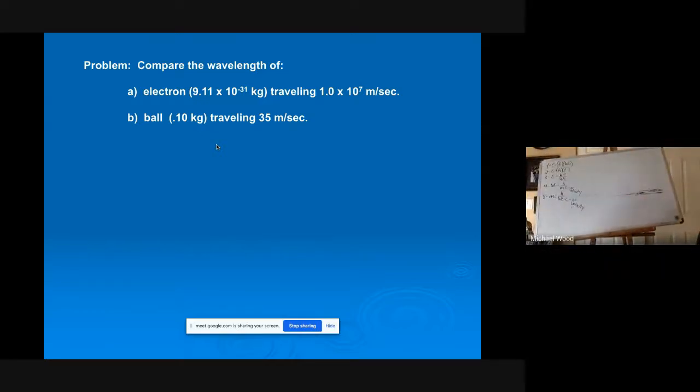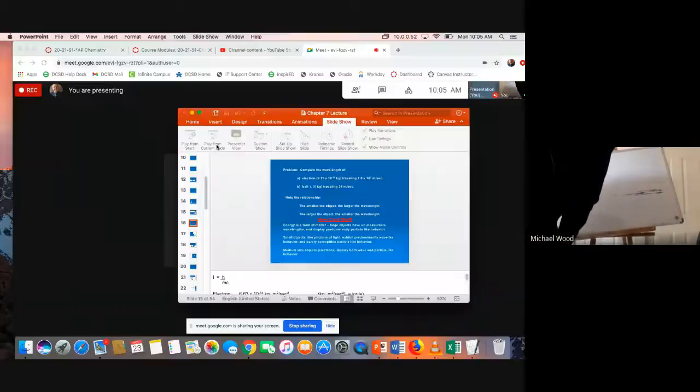I think this is kind of fascinating how this works. So we're going to do this. We're going to compare the wavelength. I'm going to use, and I'll write this out, the fourth equation here of an electron, and we've got its mass and how fast it's traveling, versus a ball. Okay, so that's the calculation we're going to do here.